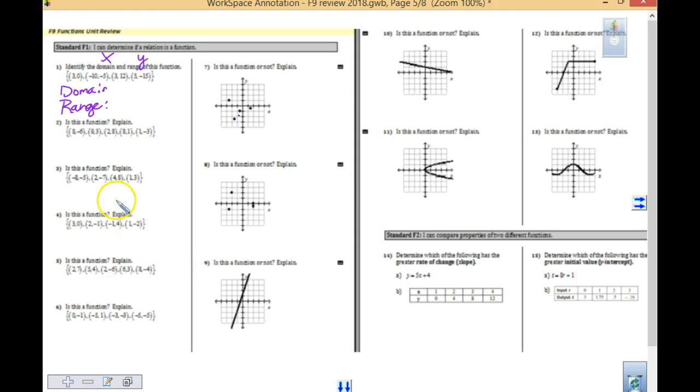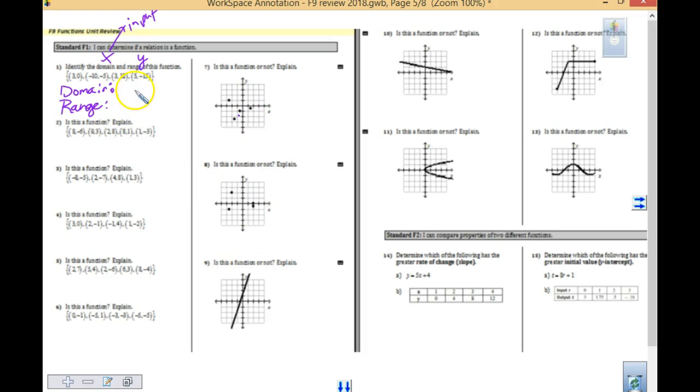So on the top, number 1 of F9, the domain is your x's or your inputs. So anytime you have a domain, that is your input value. Okay, that is your x. Your range is your y. So it asks you to list the number 1. It's only the one question that asks you to list your domain and range. All the rest of these are asking you if it's a function and to explain.